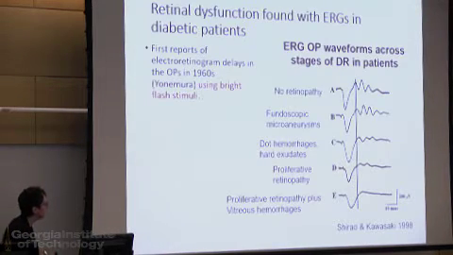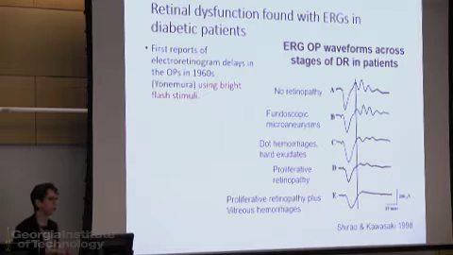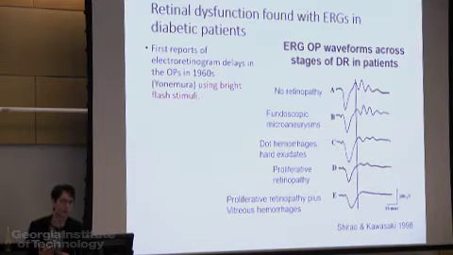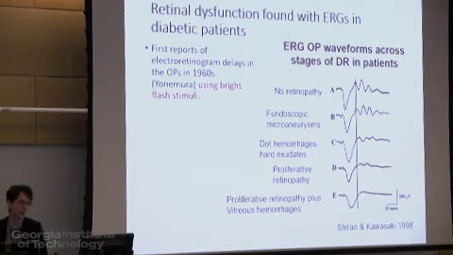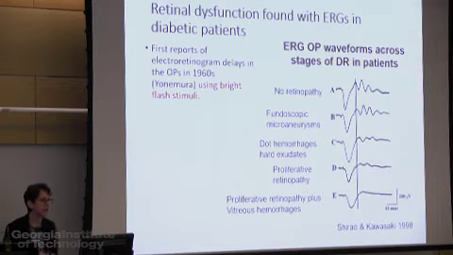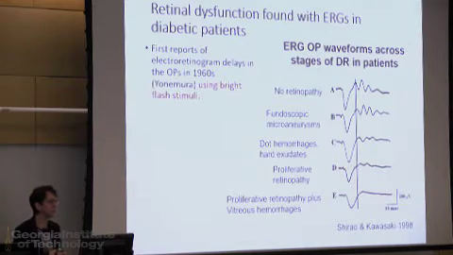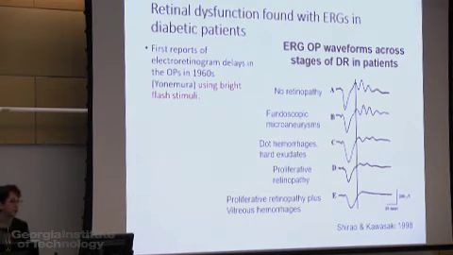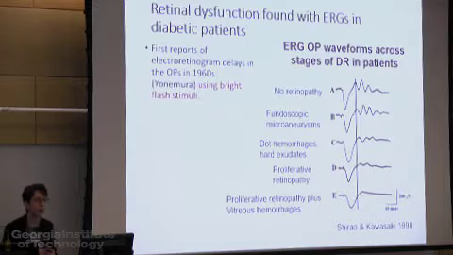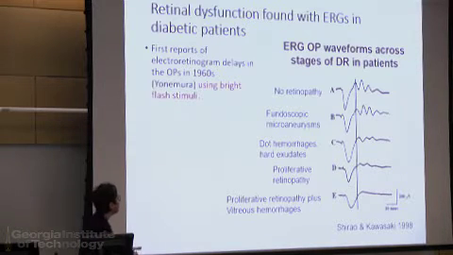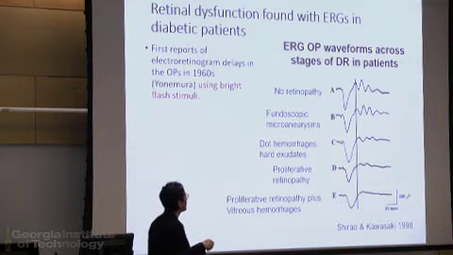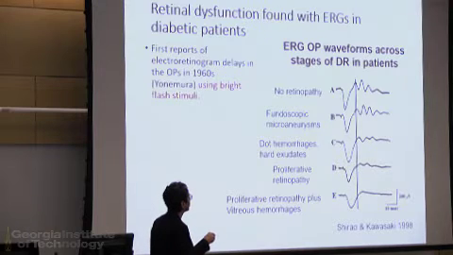All right, so when we look into the literature at retinal dysfunction with diabetes, we find that there's quite a bit of evidence that the ERG changes. In fact, back in the 1960s were the first reports of an ERG delay using a very bright flash stimulus. I'm giving you some example waveforms that show you what this looks like. This is an individual with no retinopathy. These are these little oscillatory potentials.